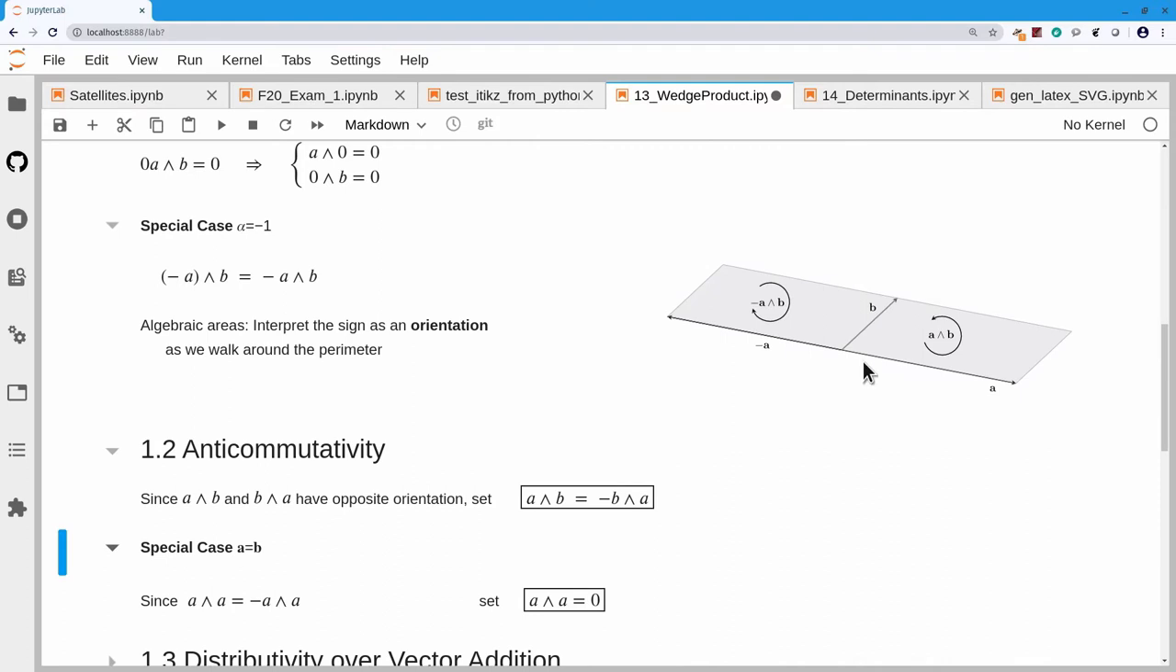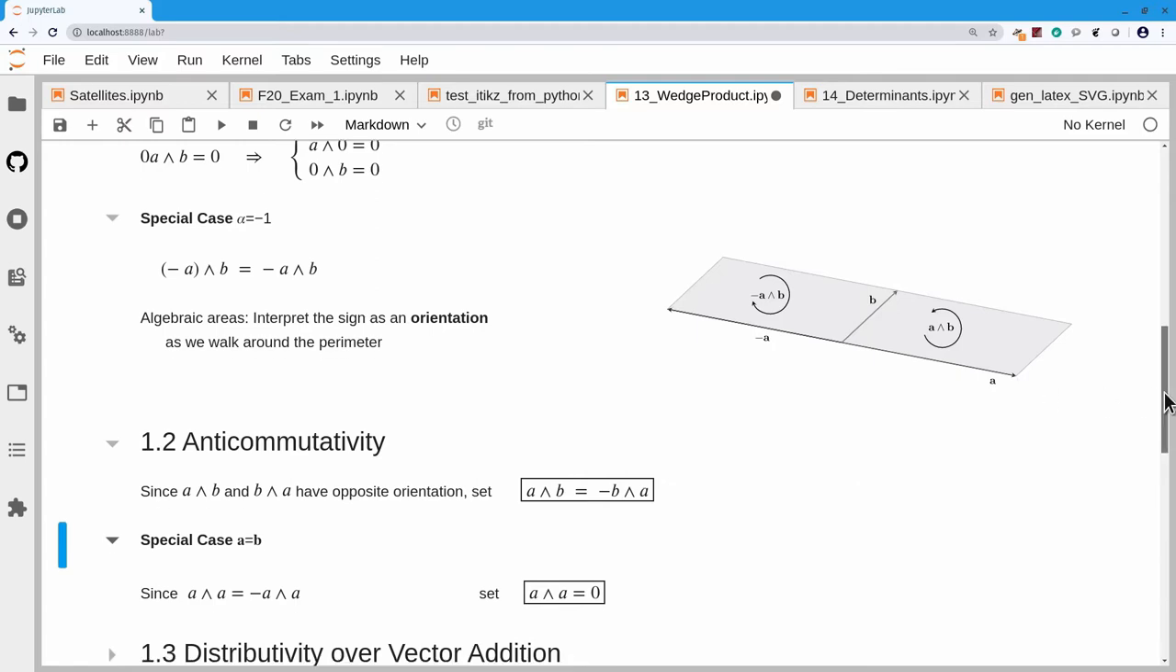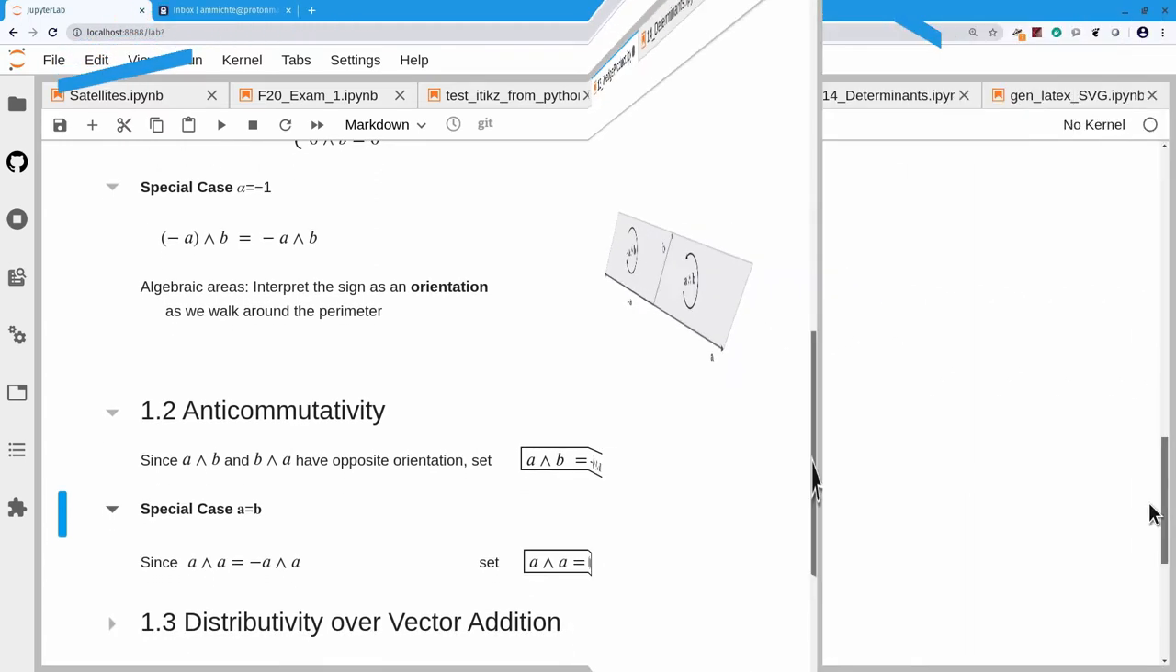A wedge A equals 0. Let's think about the area here for a moment. Let's take that B vector and pull it down onto the A vector. So that parallelogram is going to get flatter and flatter, and eventually when the B vector is equal to the A vector, the net area of the parallelogram is equal to 0.